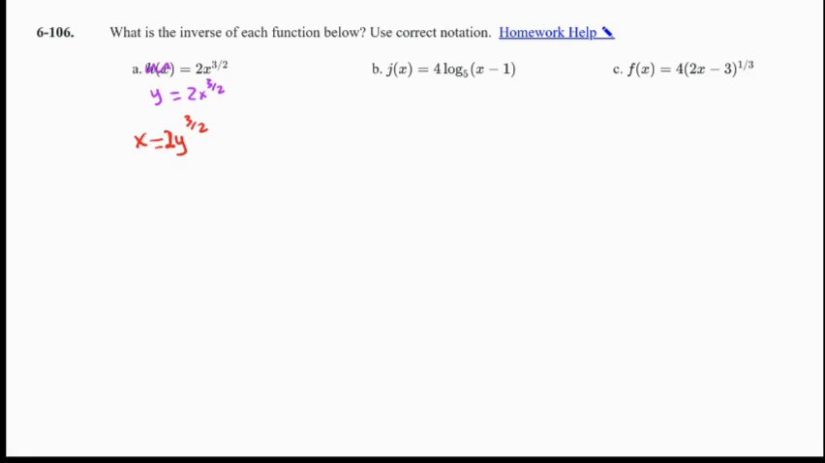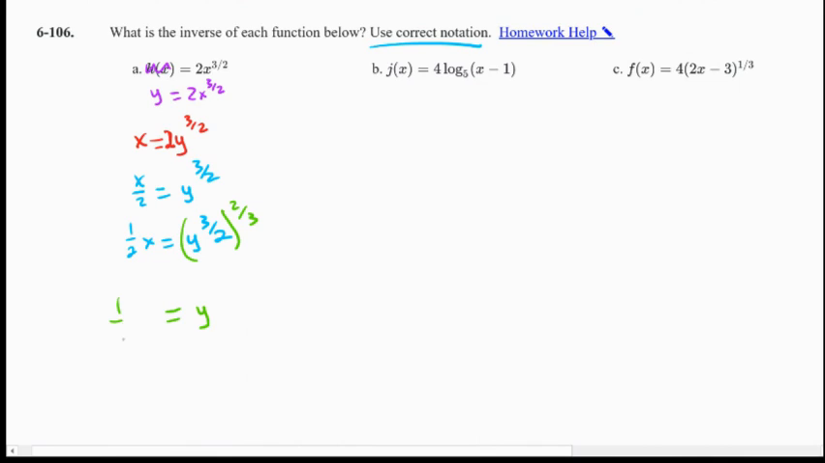So I'm going to divide both sides by 2 to get x over 2 equals y to the power of 3 halves. I could also call this 1/2 x. Doesn't really matter. But when it says correct notation, I don't really know exactly what that means as far as if it prefers one or the other, but I'll show you both. Then from here, to get rid of this to the power of 3 halves, I'm going to raise it to the power of 2/3, because if I multiply 3 halves times 2/3, it gives me 6/6, which leaves me with just y by itself. And that gives us 1/2 x to the power of 2/3 over here. And so I'm going to go ahead and leave it like this, I guess.